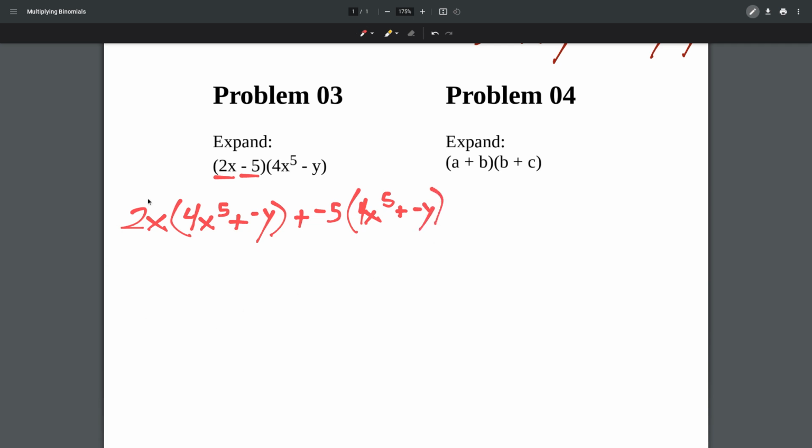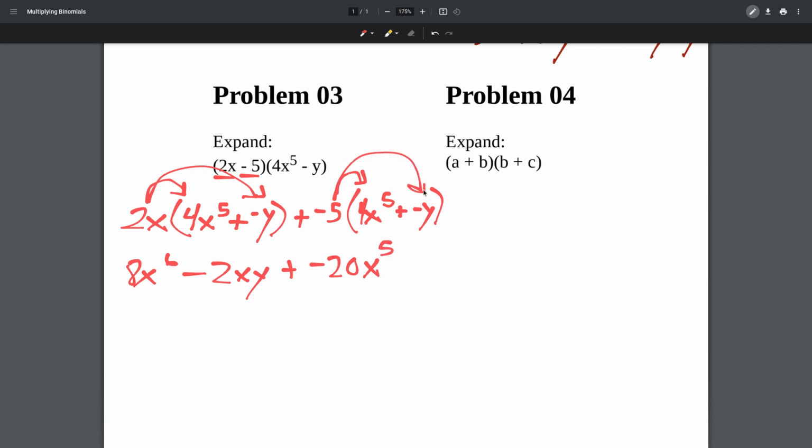Okay, and then we're going to go across and multiply. So 2x times 4x to the 5th power is going to be 8x to the 6th power. 2x times negative y is going to be a minus 2xy. And then we're going to add that to negative 5 times 4x to the 5th power. So it's going to be a negative 20x to the 5th power. And then we're going to do negative 5 times negative y. That's going to be plus 5y.